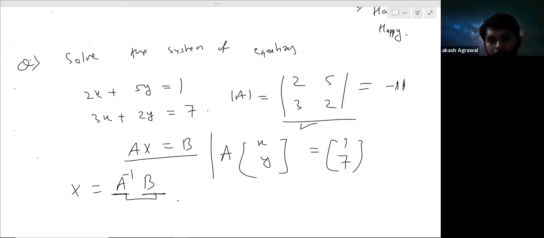Sir, after finding A inverse B, I got 3 minus 1. The value of x is 3 and y is minus 1. Minus 1, yes. Correct answer. Okay. Aliza, got this?